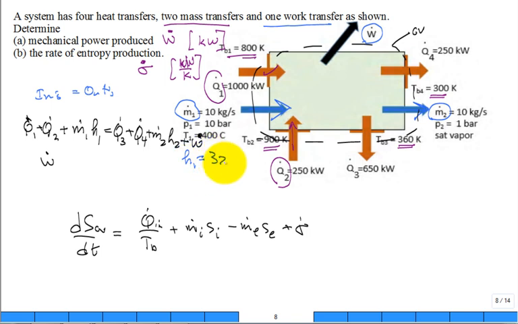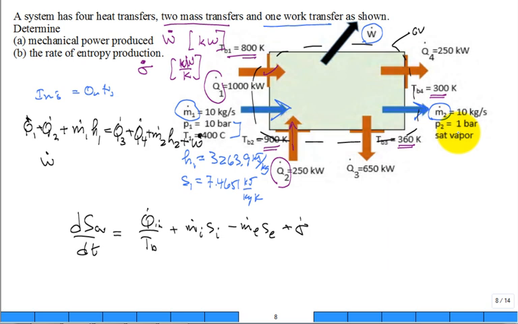It's 3263.9 kilojoules per kilogram, and S1, it's basically steam at 10 bar and 400 degrees C. So that's 7.4651 kilojoules per kilogram Kelvin.